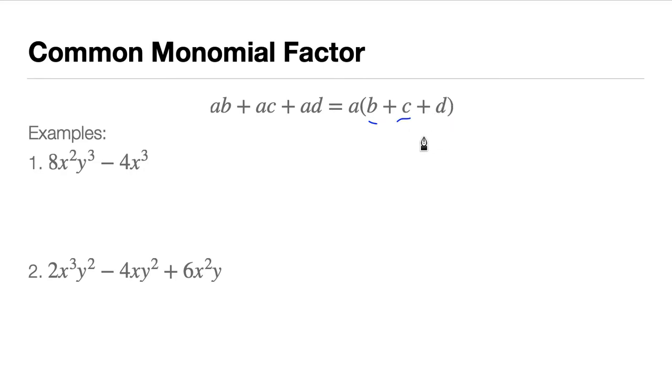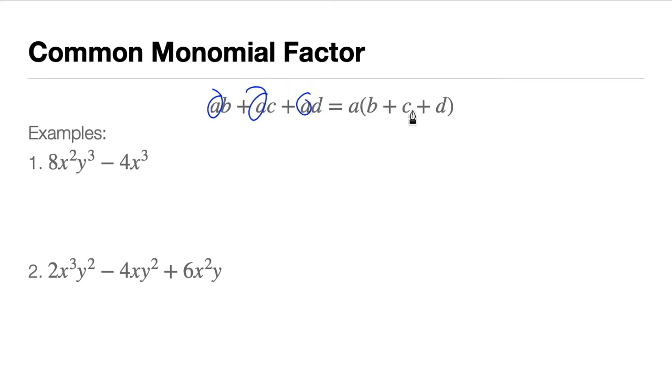So in essence, what we're doing is taking out the common monomial factor. One thing is it's common. So you can see here what is common in AB, AC, and AD. The common monomial factor of each of these terms is actually A. There's an A here, an A here, and an A here.